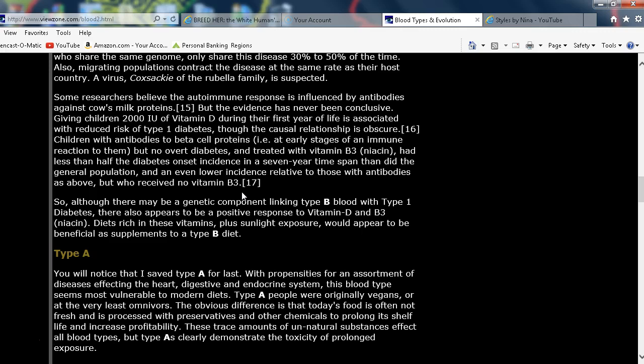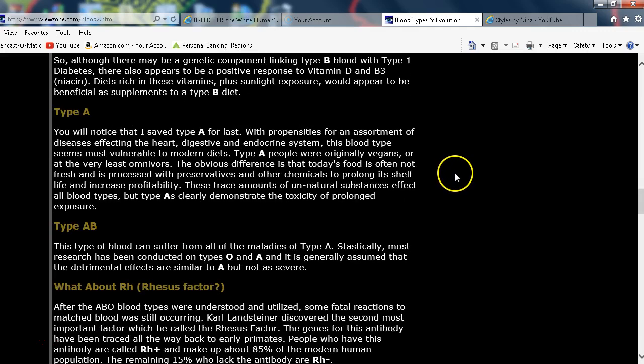Children with antibodies to beta cell proteins, i.e., at early stages of an immune reaction to them, but no overt diabetes, and treated with vitamin B3 niacin, had less than half the diabetes onset incidence in a 7-year time span than did the general population, and an even lower incidence relative to those with antibodies as above, but who received no vitamin B3. So, although there may be a genetic component linking type B blood with type 1 diabetes, there also appears to be a more positive response to vitamin D and B3.